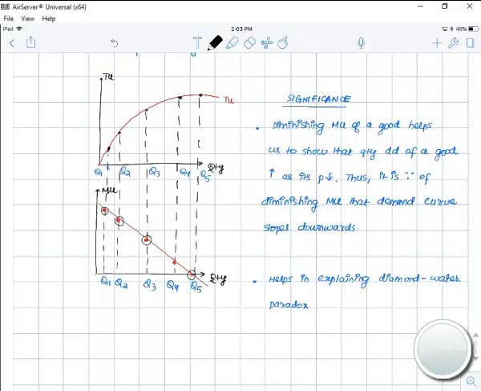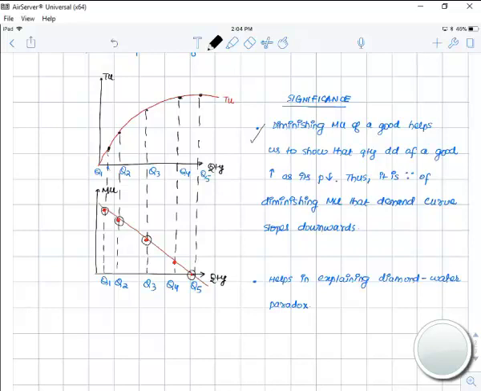Now, what is the significance of the diminishing marginal utility? I'll be coming back to this point in detail meanwhile in this lecture itself. We will see very shortly how the assumption of diminishing marginal utility of a good helps us to draw the demand curve, right? It tells us that the demand for the good will increase when the price of the good falls. So it is because of the diminishing marginal utility of the good that we are able to draw the demand curve which is downward sloping, right?